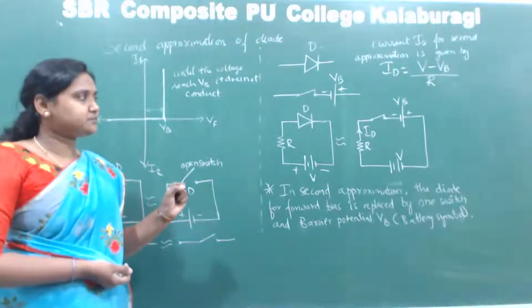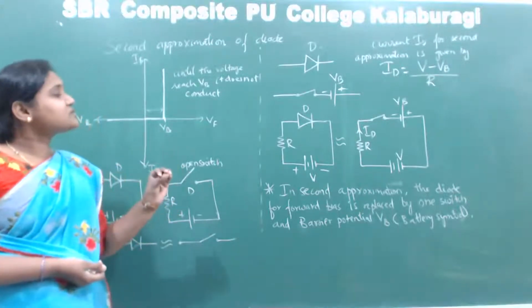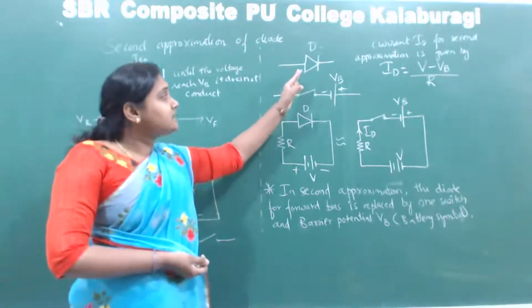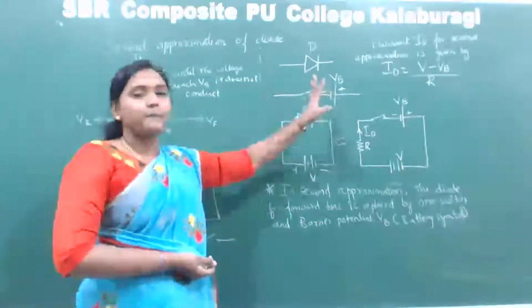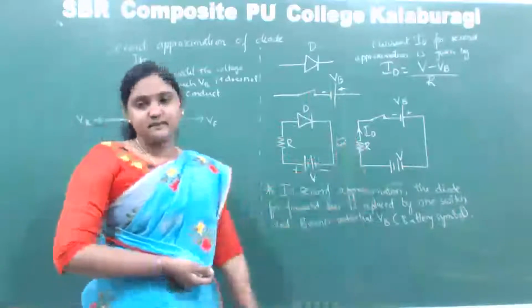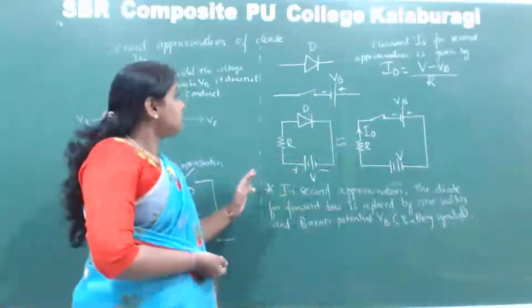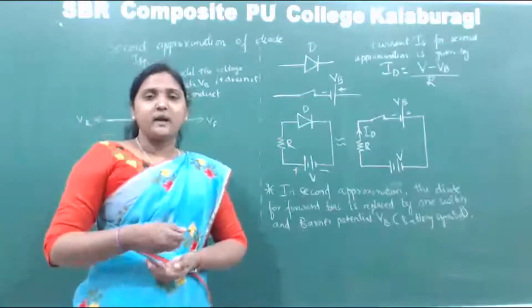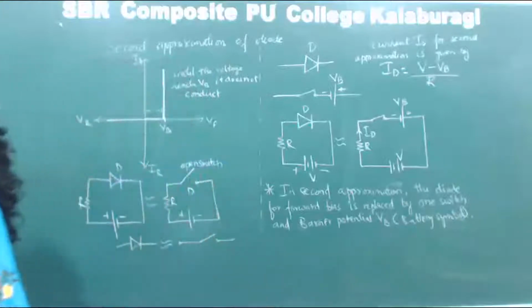So in the second approximation, what we have done is consider the diode to be a switch plus one barrier potential VB. That's why the circuit is written like this. This is the second approximation. Now we are moving to the third approximation. What happens in the third approximation?